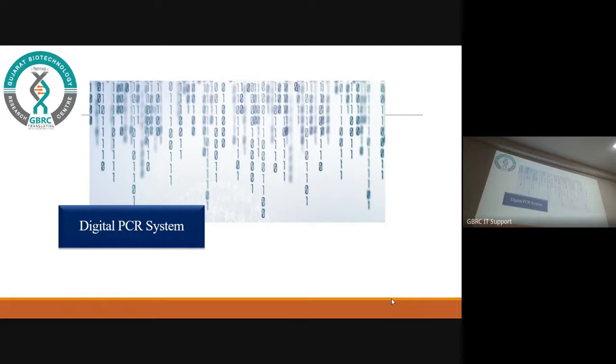So let's start with the digital PCR system. The digital PCR system has been established by various manufacturers like Applied Biosystems, Qiagen, as well as Bio-Rad. The techniques on which digital PCR works might differ according to the manufacturer. Here, what we have is Qiagen's digital PCR system, which works on partitioning based on the nanoplate format.